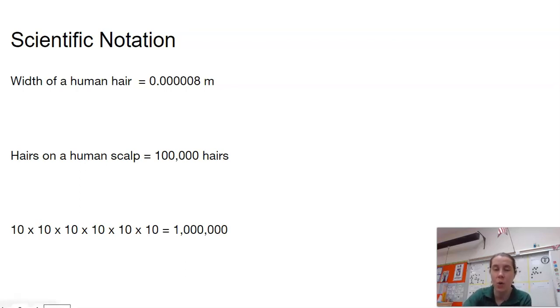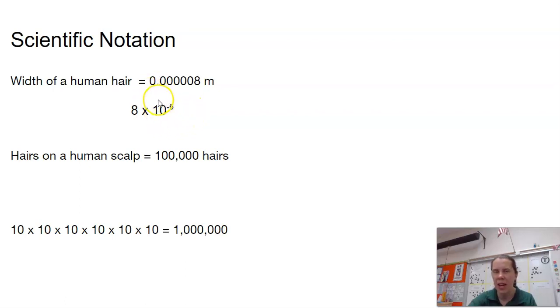Scientific notation is a way of writing numbers that are either really big or really small, which we often encounter in chemistry. For example, the width of a human hair is 0.000008 meters. That's a very small number, and it's kind of a pain, like I was just counting the zeros to figure out how big that number is. But we can move this decimal 1, 2, 3, 4, 5, 6 places. We always move it so that there's just one non-zero number to the left of the decimal. So if we move that 6 places, we would write that number as 8 times 10 to the minus 6th.